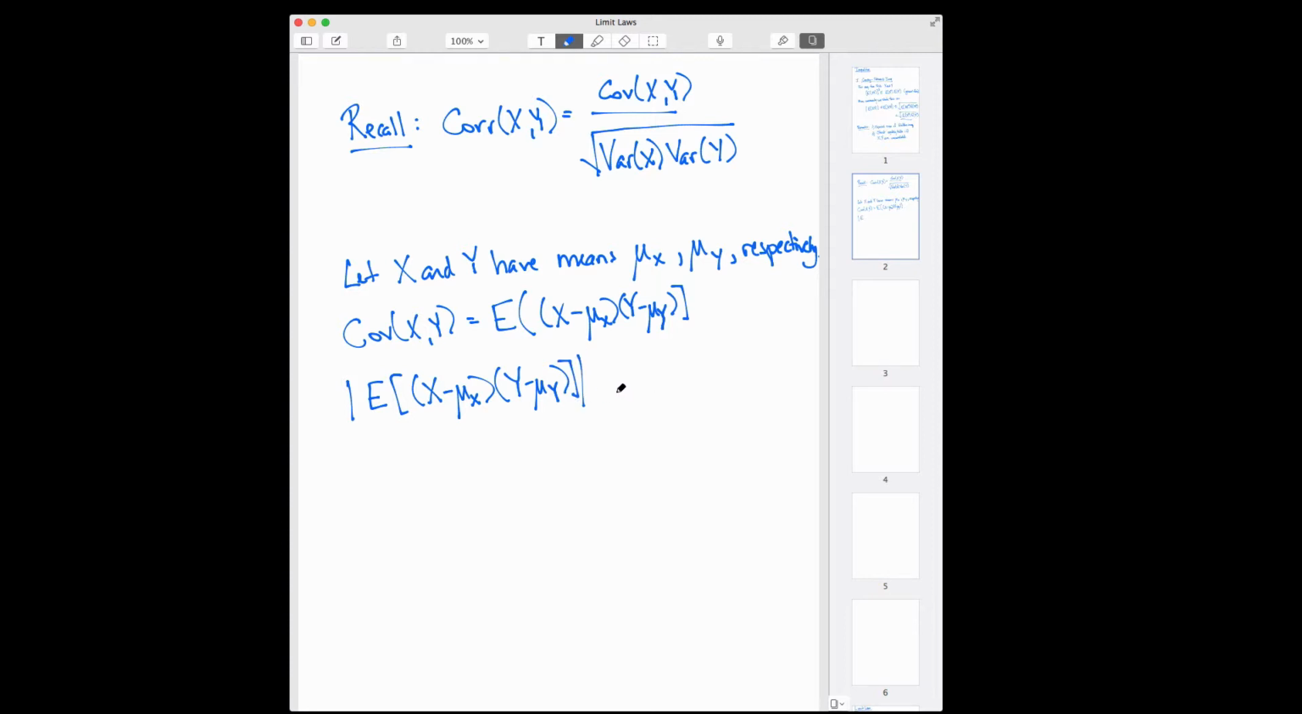And what that inequality says is that this is going to be less than or equal to the square root of the expected value of x minus its mean squared times the expected value of y minus its mean squared. And now if we were to rearrange this inequality, we actually can establish the bounds that we have on correlation. All right, so notice that, I'll just write that we're rearranging.